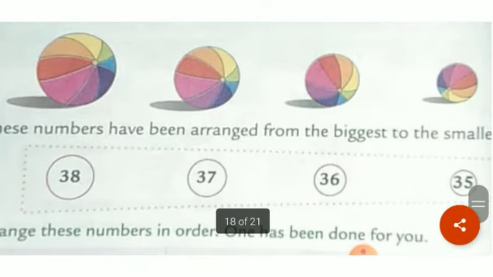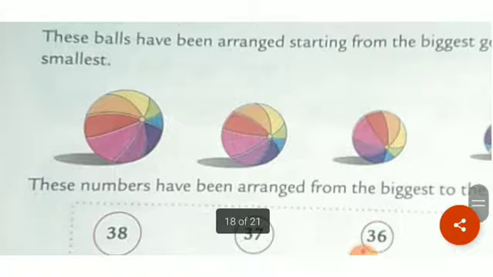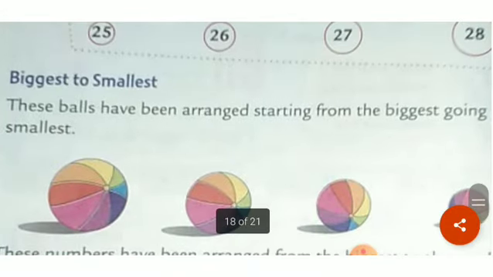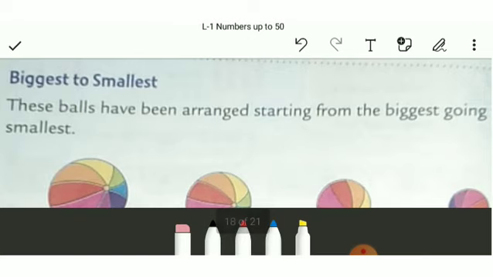In the same way we can arrange the numbers from biggest to smallest. 38, 37, 36, 35. Here 38 is the biggest number, 35 is the smallest number. This order is called decreasing order. The order from biggest to smallest is called decreasing order.